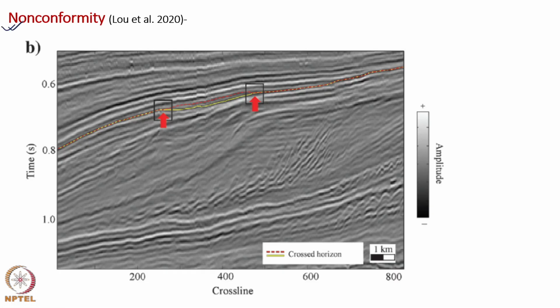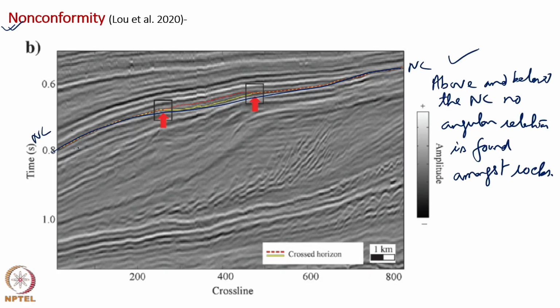Moving to non-conformity, in the seismic image we find that below this non-conformity and above it there is no angular relationship. Above and below the non-conformity, this is above and that is below, no angular relationship is found amongst the rocks, and the layers above the non-conformity are almost parallel with the non-conformity surface.